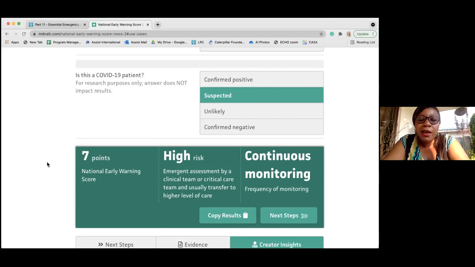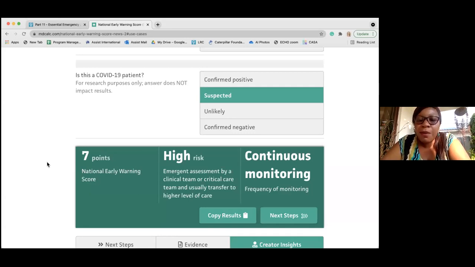So for every parameter which predicts deterioration, there's an upward increase in your score. So 7 points, according to the NEWS2 score, is a high risk score. The clinical implication is that this is an emergent assessment by a clinical team, and this patient needs transfer to a higher level of care. And during that time, they need more frequent monitoring. This is not a patient you want to assess once a day on your ward round or 4 hourly as you are taking your vitals, but you want to have more frequent monitoring of vitals. So this is how the NEWS2 score can be used.